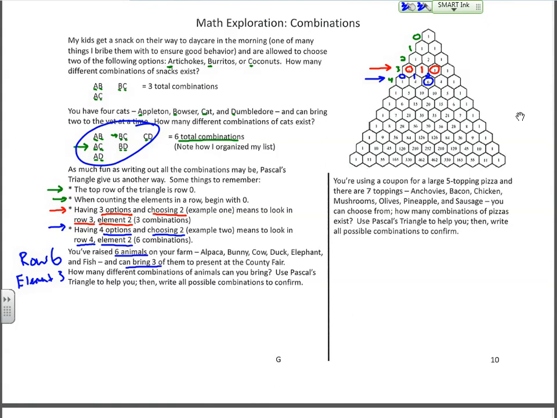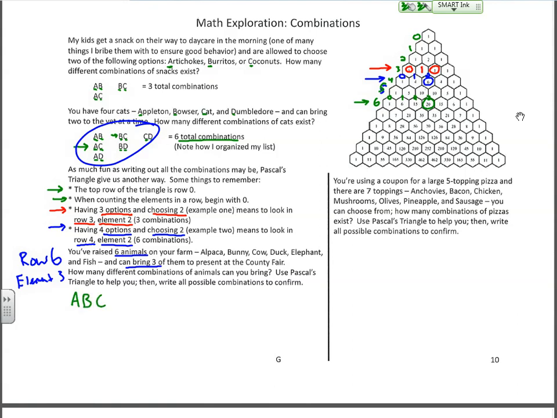So we started writing the rows down the side here. Let me continue. Here's row 5. Oh, why is it writing in blue? Here's row 5. Here's row 6. That's the one we want. And we're looking for element 3. Here's element 0, element 1, element 2, element 3. There are 20 combinations. I'll get you started.